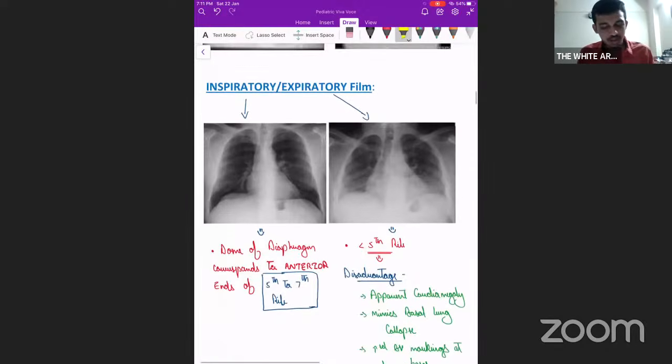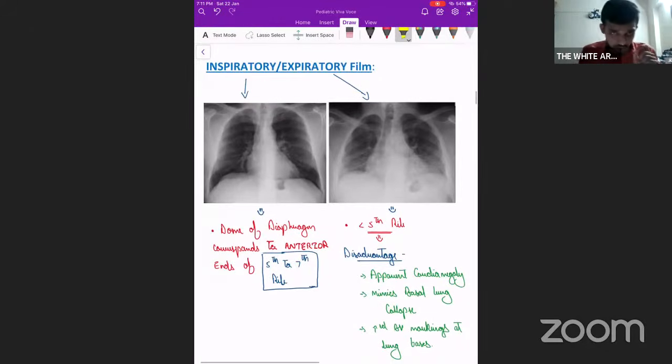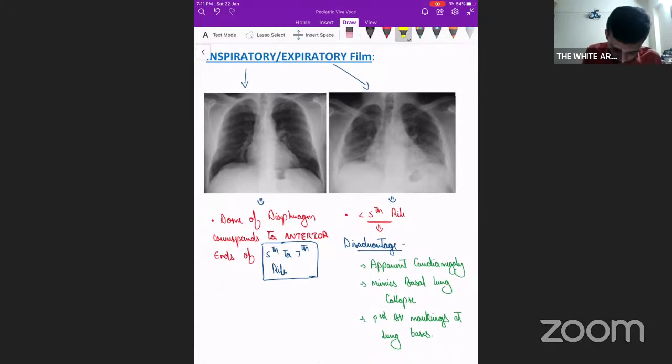Next is how do we tell whether it is an inspiratory film or an expiratory film? In an inspiratory film, the dome of the diaphragm corresponds to the anterior end of the 5th to 7th rib. So if we trace the anterior end, 1, 2, 3, 4, 5, 6, correct? So it is a correctly inspiratory film X-ray as compared to an expiratory film, wherein it will be less than the 5th rib.